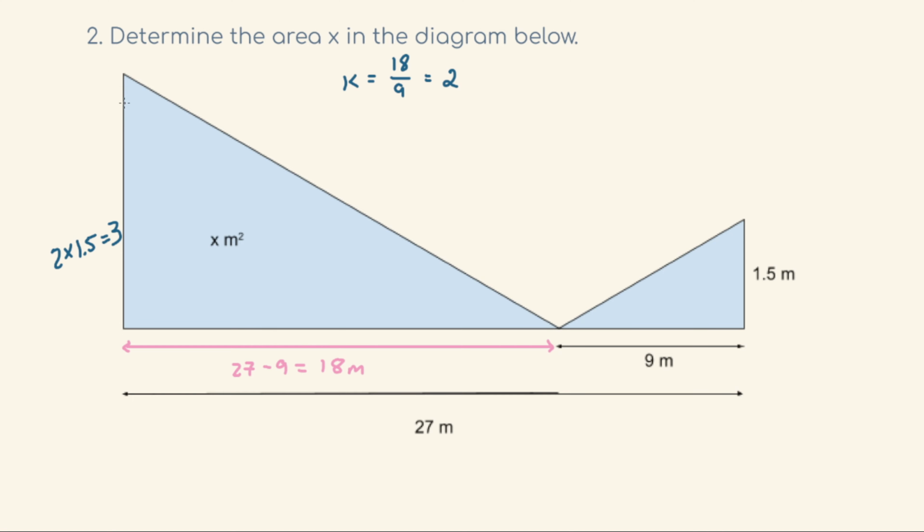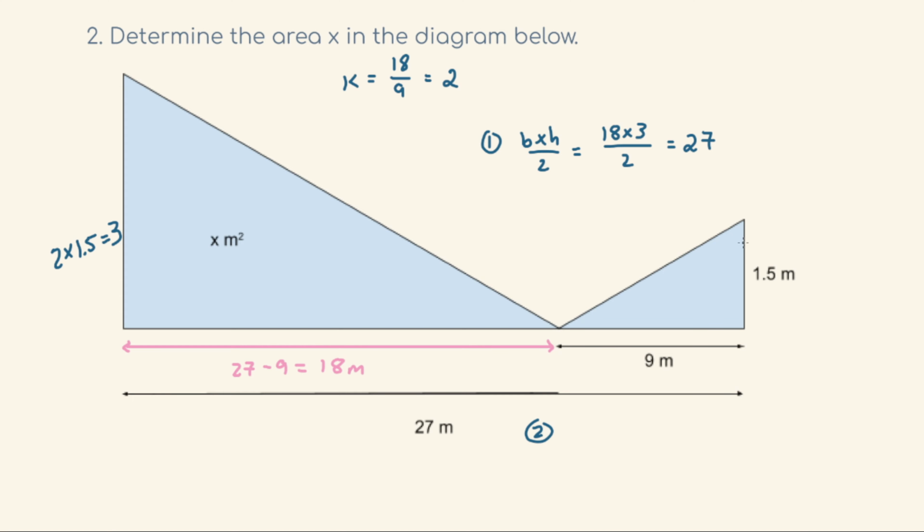Okay. So we know this height is 3, this base is 18. So to find the area of this big triangle here, we can use base times height divided by 2. That's going to be 18 times 3 divided by 2, which is just going to come out to 27. All right. Now that's the first way of doing this question. The second way of doing this question is a little bit different.